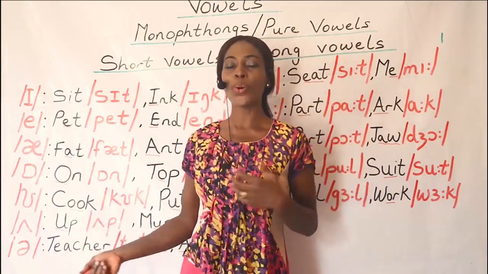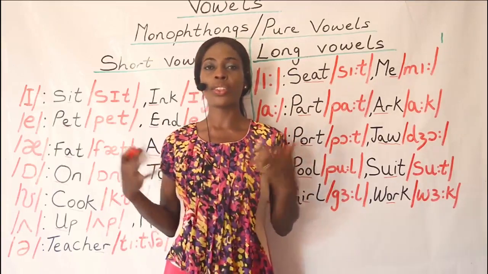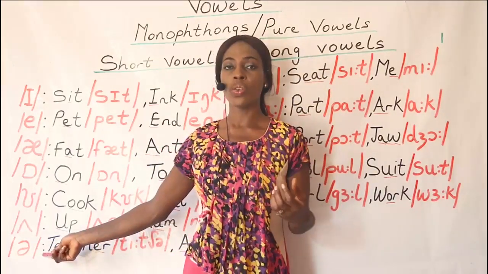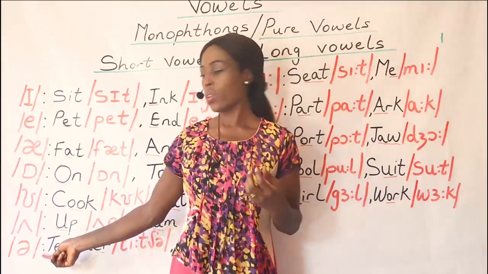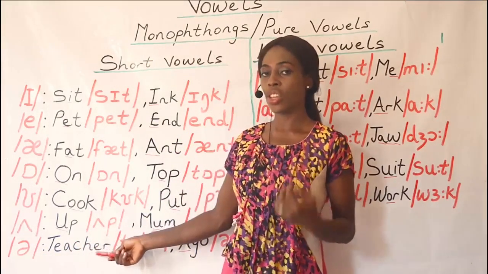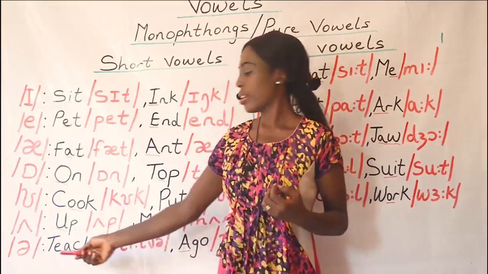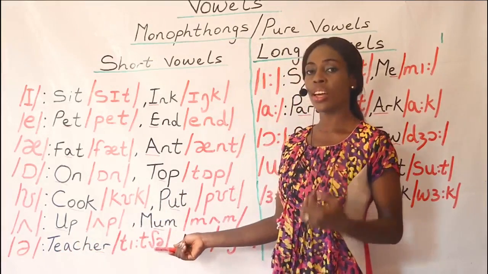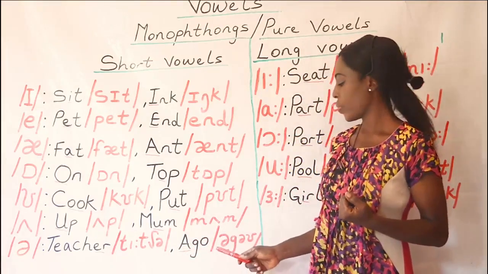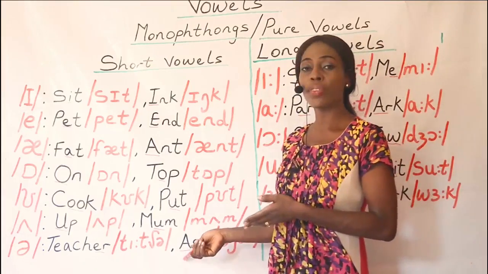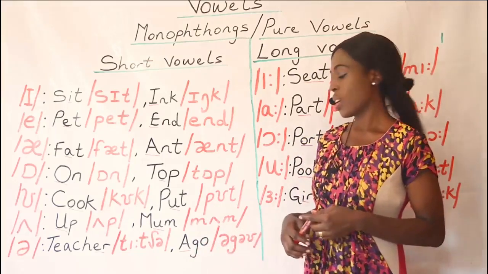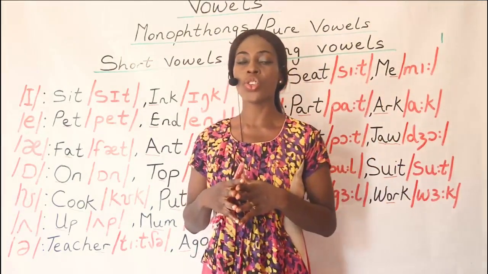It is a weak sound. You don't take in much stress. You don't use much effort. And the sound is uh. And we have it in teacher, teacher. And we also have it in a girl. A girl. So letter A at the beginning of this word is taking the schwa, a girl. So we've gone through the short vowels, the short monophthongs.